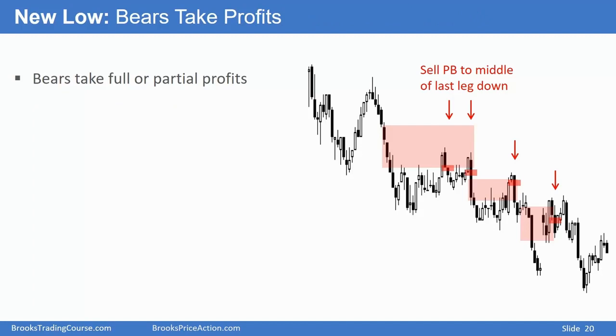And bears take profits at the prior lows. So the bears who sell here will take at least partial profits at the prior low. The bears who sell here, they'll take profits around the prior low. Bears who sell here, they'll take profits around the prior low.